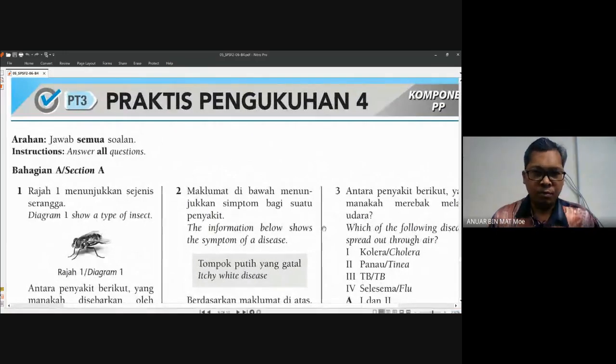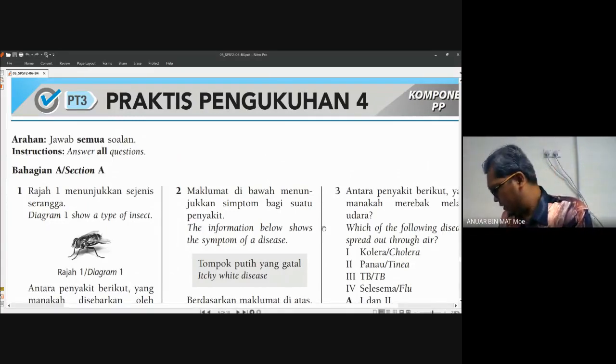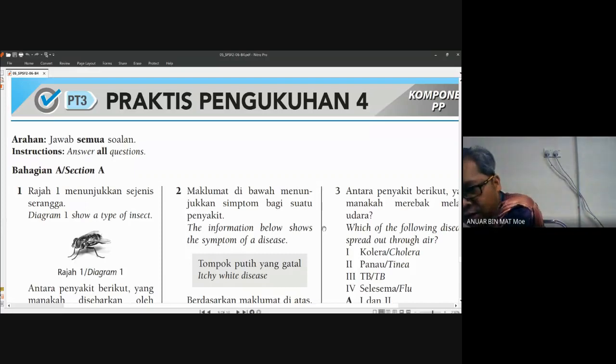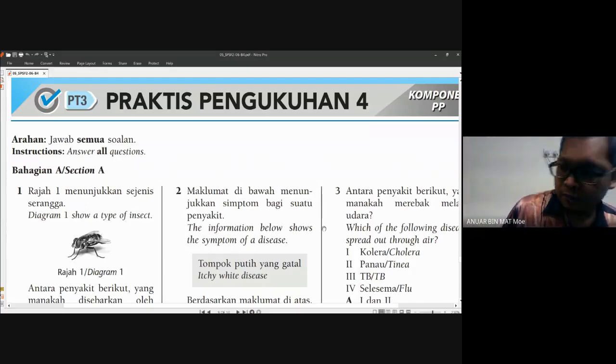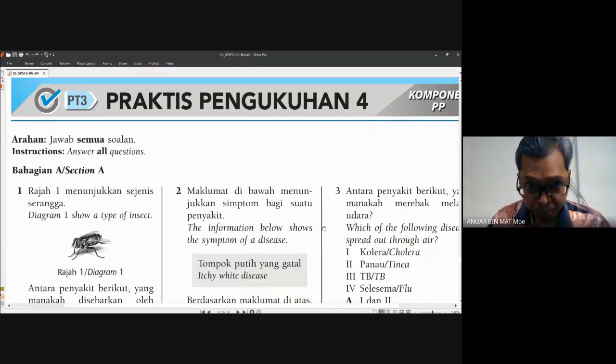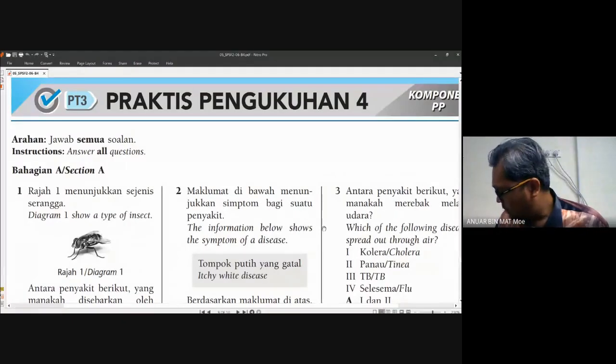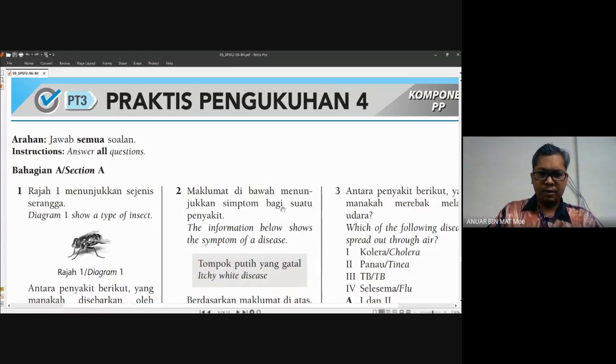So you can open your workbook. Okay, you can go to practice pengukuhan 4. This is page 45, isn't it? Page 45. Okay, we try to finish the discussion on the practice pengukuhan 4, page 45 and 46 only. All right.